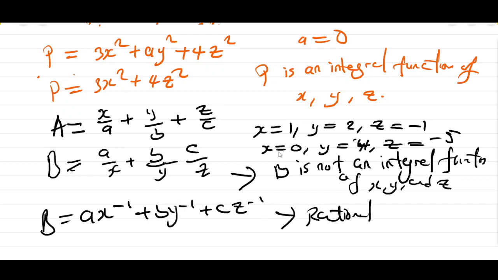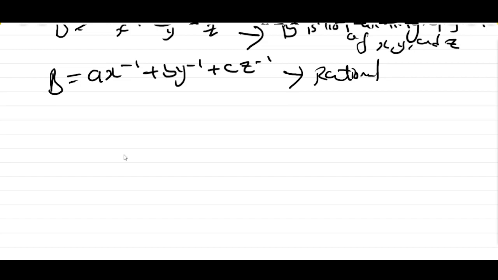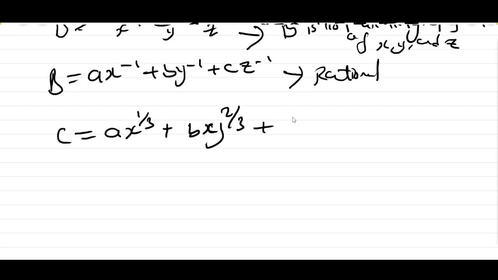In the same vein, if we had expressions such as C is equal to a x to the 1 over 3 plus b y to the 2 over 3 and so forth. Such expressions, let's say c z to the -1 over 4. So these are actually rational functions, not integral. The powers of the unknowns are rational, and some of them are negative as well.